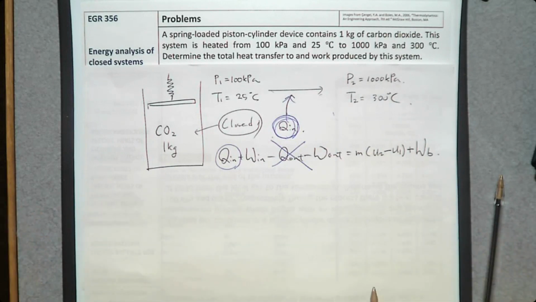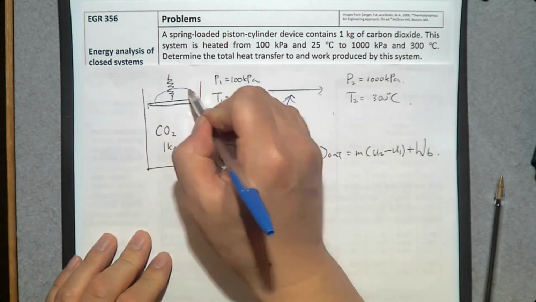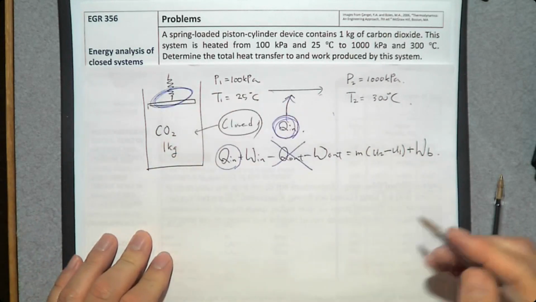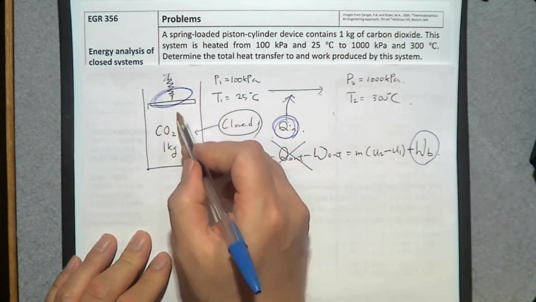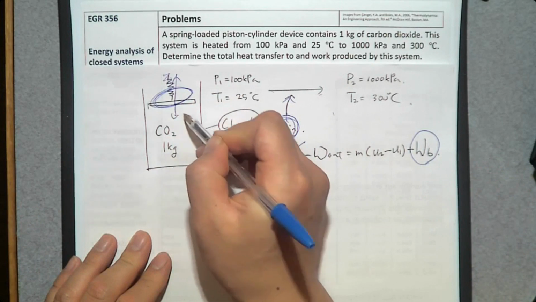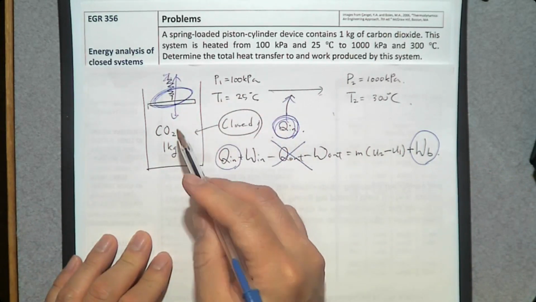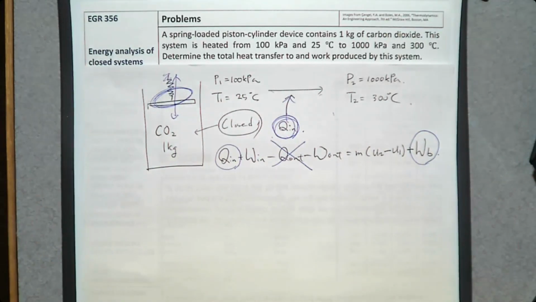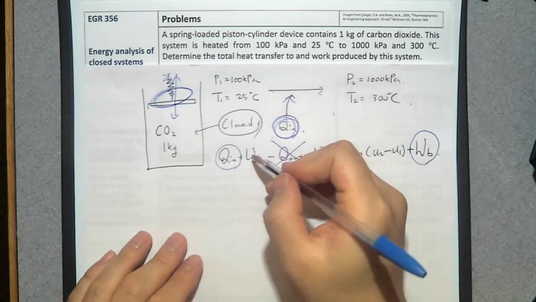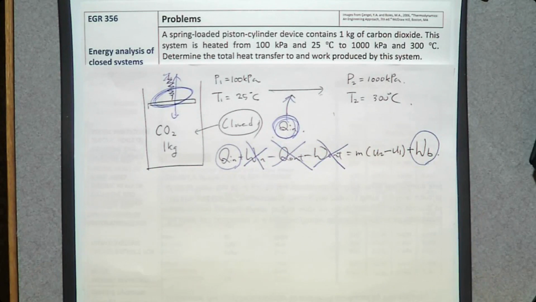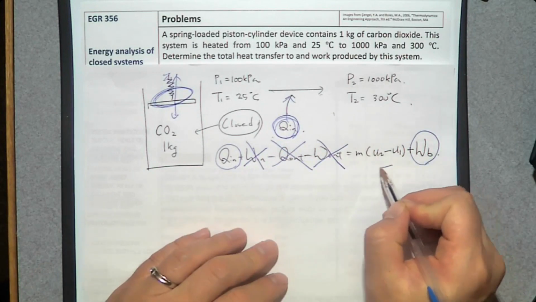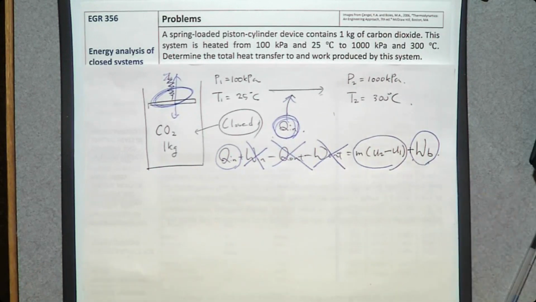And there is no information about energy transfer by work other than this spring work. So spring work is this moving boundary work, because of the spring, this piston moves up and down. That will change the volume. Therefore, this is the moving boundary work. There's no other energy transfer by work, so you can neglect W in or W out. So we have Q in as mass times U2 minus U1 plus moving boundary work.